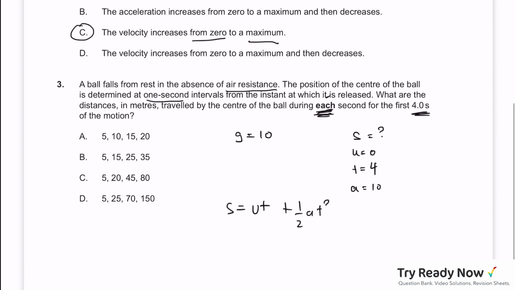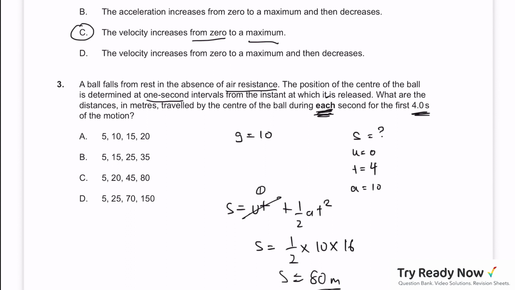So this term cancels to be 0 because initial velocity u is 0. So 0 times 4 is equal to 0. So we have half multiplied by 10 multiplied by total time, which is 4 seconds, so 16, which gives us s equals 80 meters. So this is after 4 seconds.